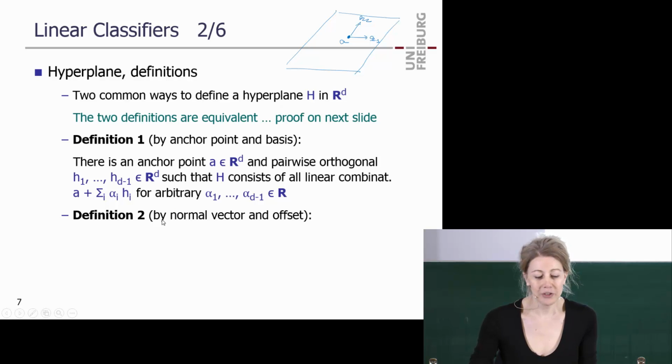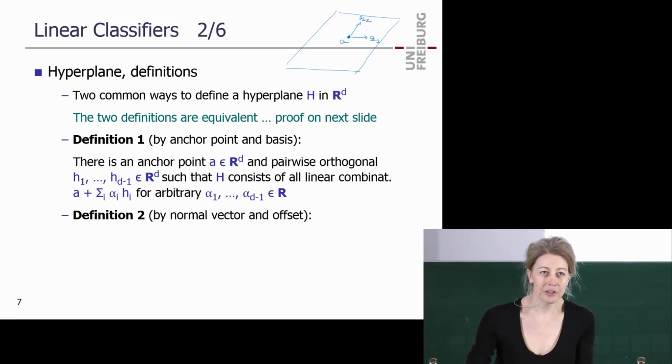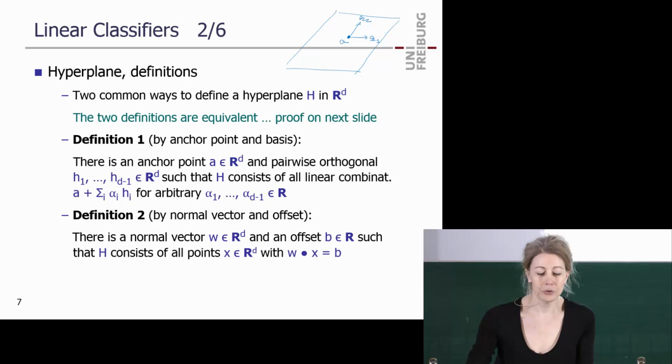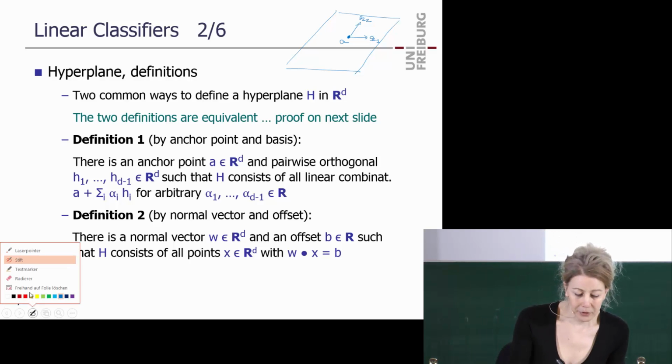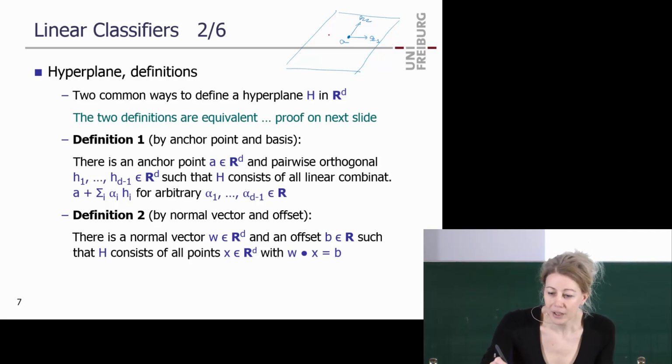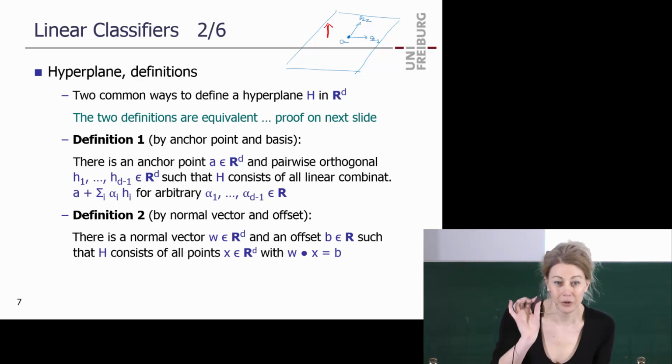Definition 2 is a little complicated because you need a lot of variables, right? You need d minus 1 vectors and another vector. Here's a nicer definition, which is the one usually used. You have a normal vector. So let me draw this in. It's this. This is the vector, and it's usually called w. Now this is very confusing because we use w for words. So in this lecture, w is the normal vector.